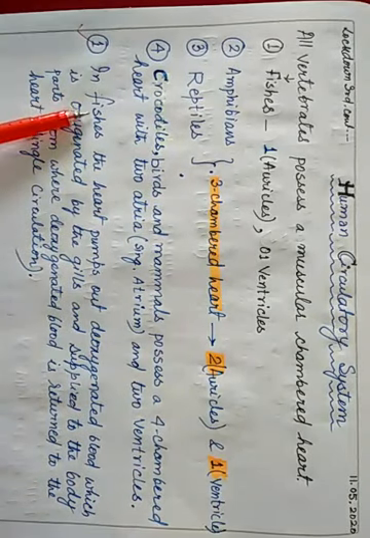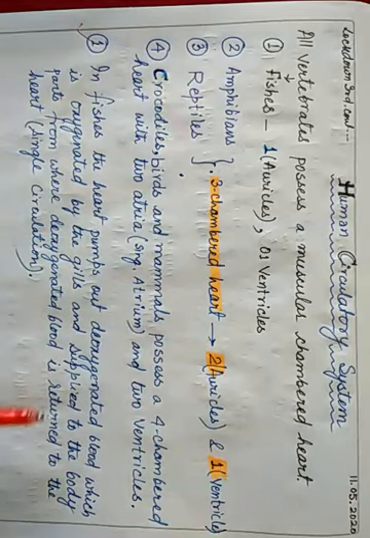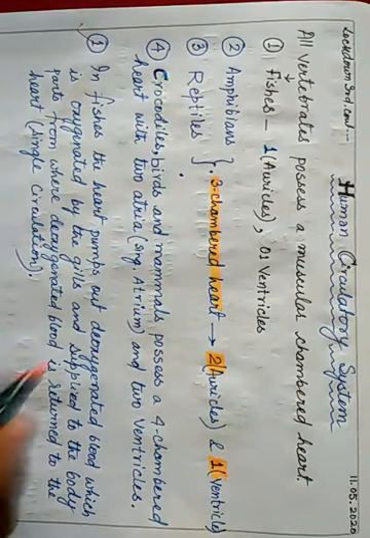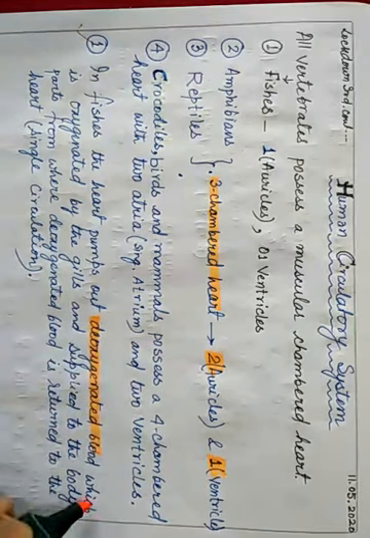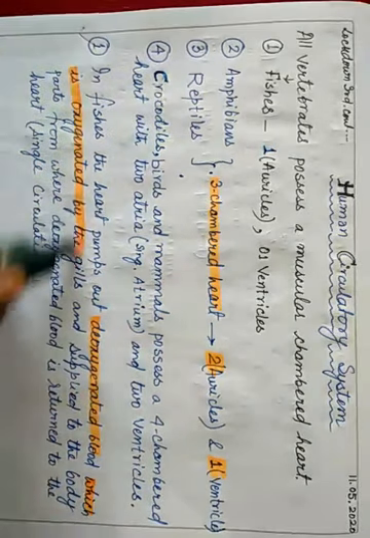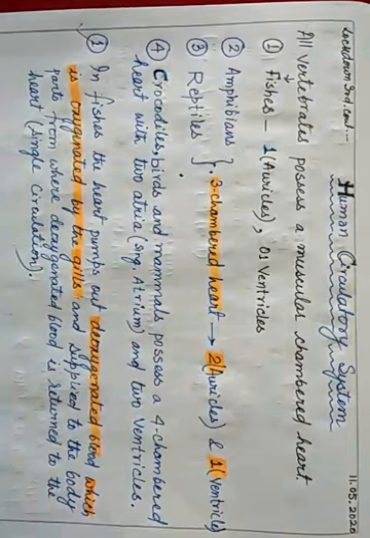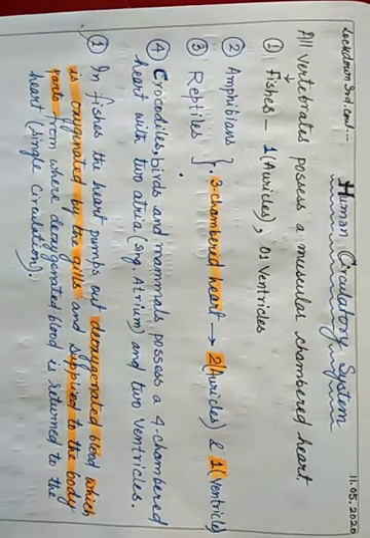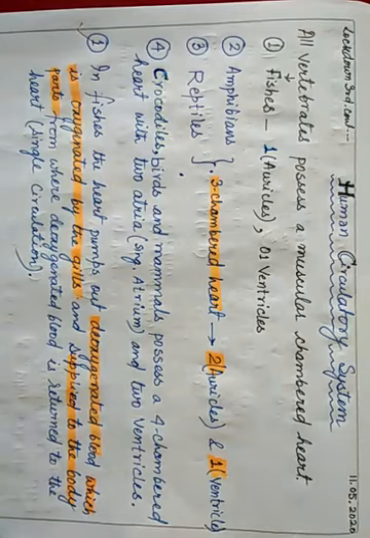First of all, we will discuss fish. In fish, the heart pumps out deoxygenated blood. Just remember, the heart pumps out deoxygenated blood, which is oxygenated in the gills, and supplied to the body parts, from where deoxygenated blood is returned to the heart.